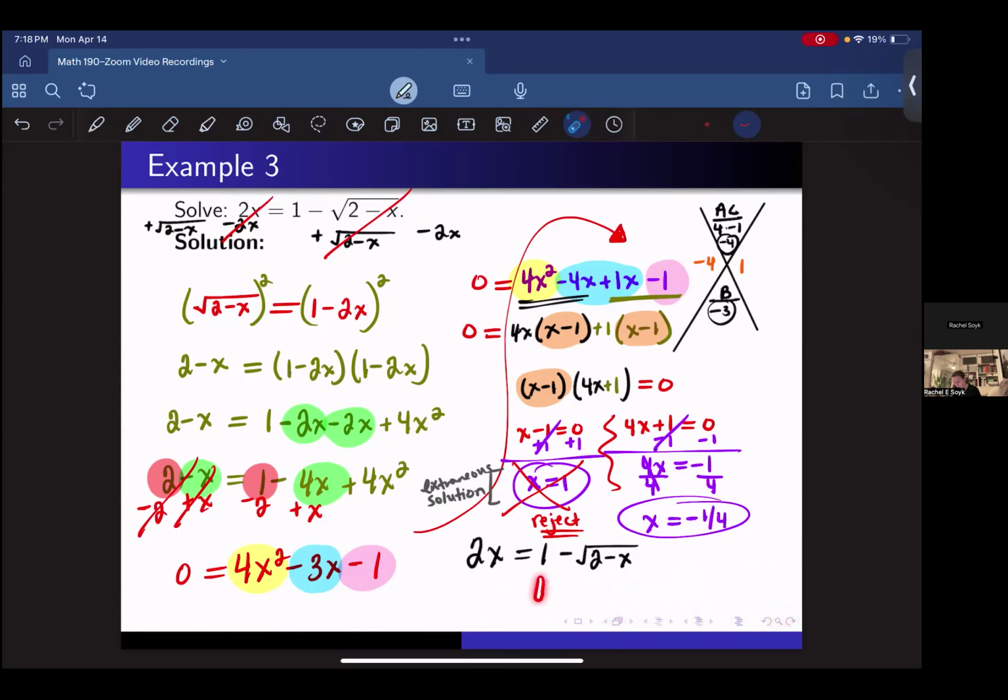So we have 1 minus 3/2, and 1 as a fraction is 2/2. So 2 over 2 minus 3 over 2, that gives us 2 minus 3 is negative 1. That gives us negative 1/2. And that's what we had on that left-hand side. Negative 1/2 is indeed equal to negative 1/2. So x equals negative 1/4 is indeed a solution. This is our only solution.